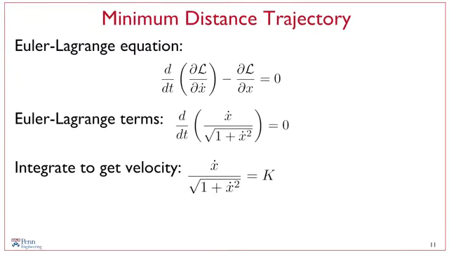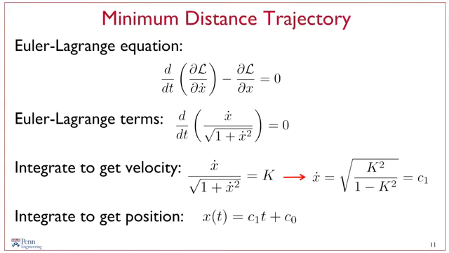We can solve this equation for x dot. We see that x dot is a function of only the constant k. Therefore, x dot is a constant and does not vary with time. We can relabel this constant as c1. We can integrate the expression x dot equals c1 to get the position function of the minimum distance trajectory.